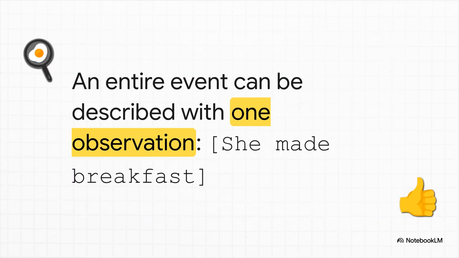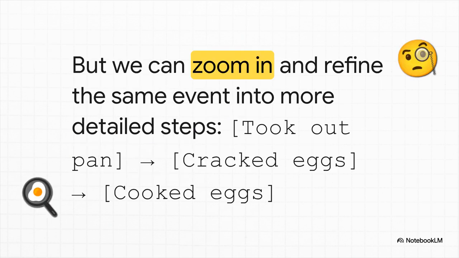All right, on to that third pillar, granularity. And this is all about how much detail you want to see. You can zoom in and out. So at a really low detail, zoomed out level, we can describe a whole event with just one single observation, like this. She made breakfast. But, and this is the beautiful part, the model lets us zoom way in. That same exact event, she made breakfast, can be broken down into a much more detailed string.